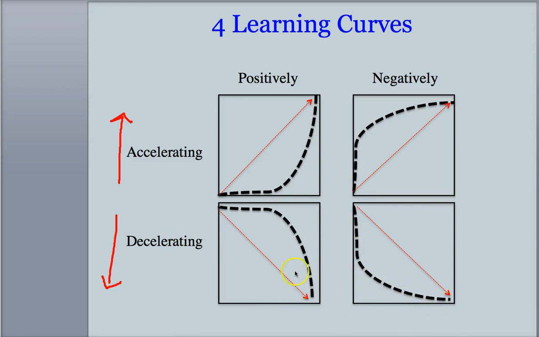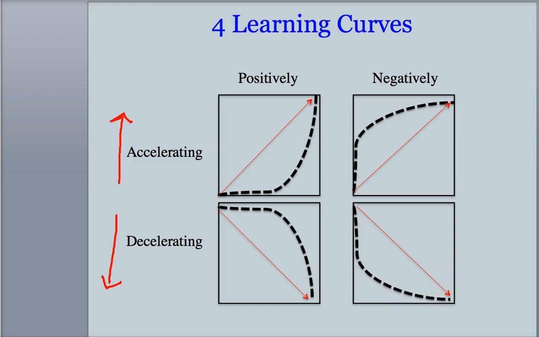So while both of these curves are decelerating, this one is decelerating in a positively decelerating format, and this is decelerating in a negatively decelerating format. And the same is true for acceleration. So we end up with 4 learning curves. Positively accelerating looks like this. Negatively accelerating looks like that. Positively decelerating looks like this, and negatively decelerating looks like that.